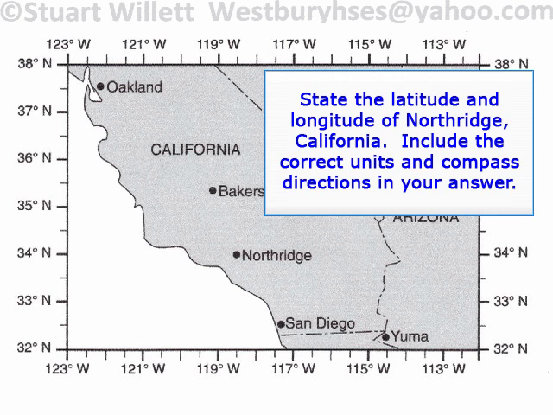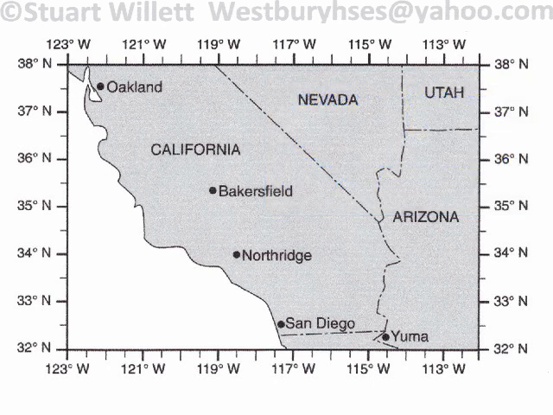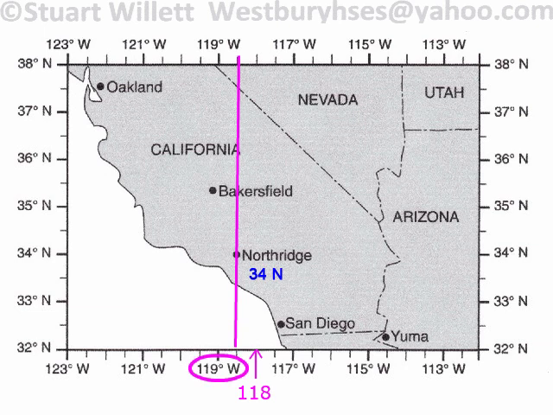State the latitude and longitude of Northridge, California. Include the correct units and compass direction in your answer. Well, I'm highlighting the horizontal line at 34 degrees north. That's your latitude, and you can see that runs through Northridge. Now I'm highlighting the vertical line through Northridge, and you can see it's not quite on 119 degrees west. So let's look over here. Here's 117 degrees west. Halfway between would be 118, and then you'd have 119. So this is much closer to halfway between 118 and 119 degrees.